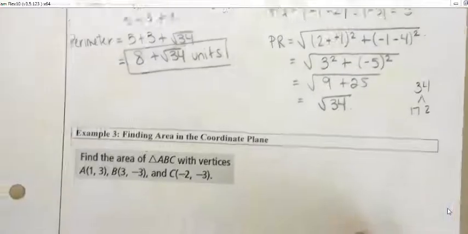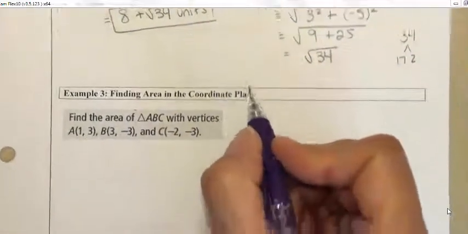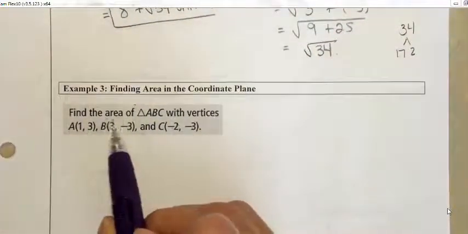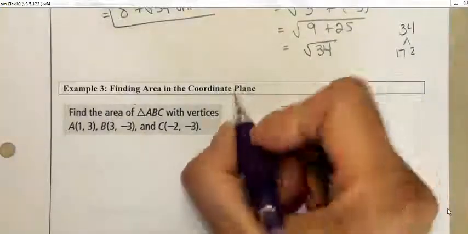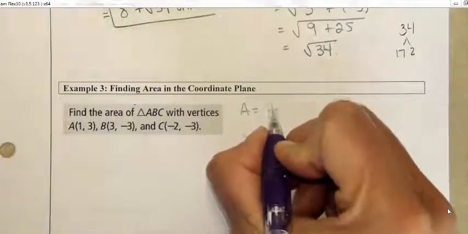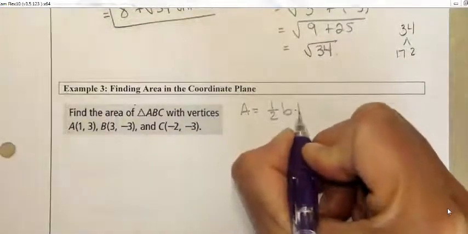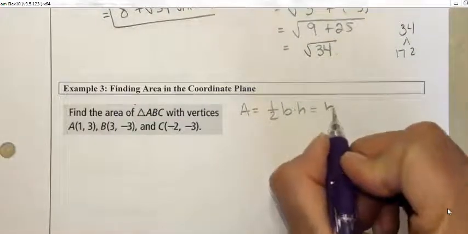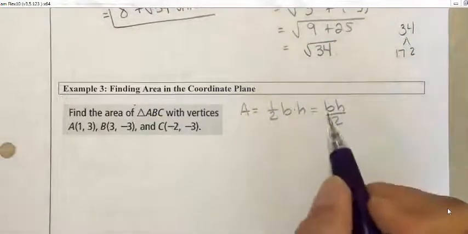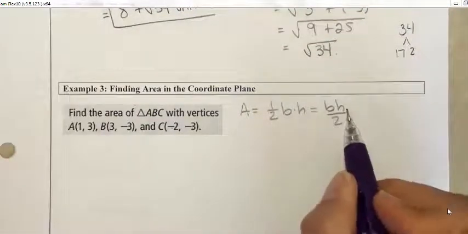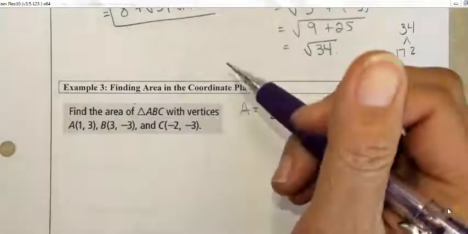Example 3, we're going to find the area in the coordinate plane. So find the area of triangle ABC. The area of any triangle is 1/2 base times height, or base times height divided by 2, that's the same thing. And the key here is we have to figure out what the base is and what the height is.